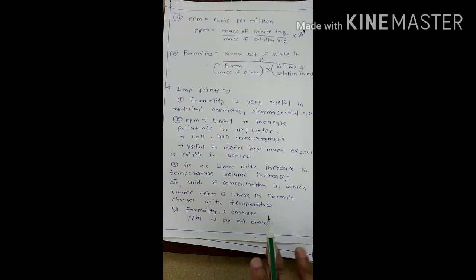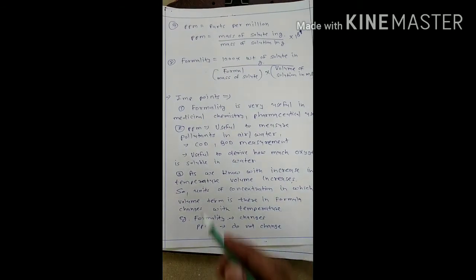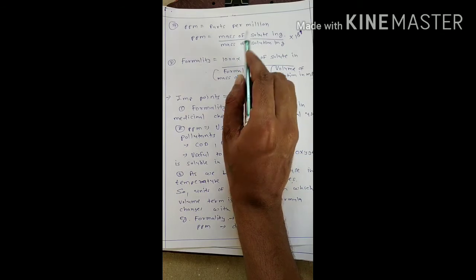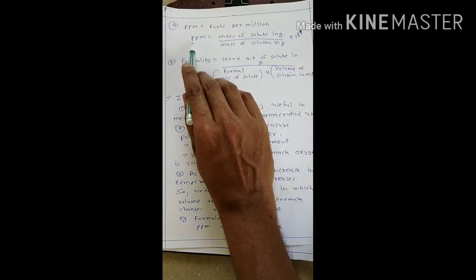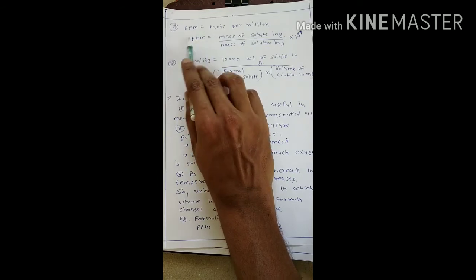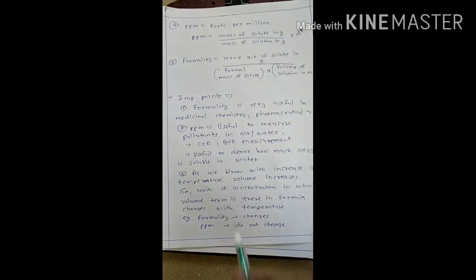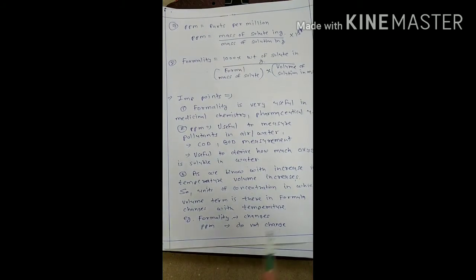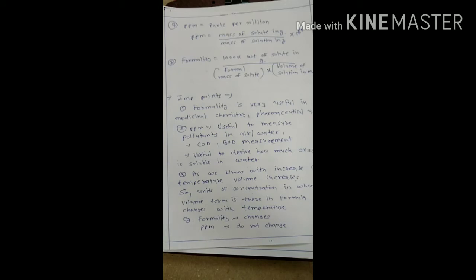But with a change in temperature, mass remains unchanged. Mass remains as such. So if I am measuring the concentration in ppm and I am changing the temperature, the ppm unit will remain as such. So ppm does not change with temperature. Now I am giving you work. There are 8 units of concentration here. Find out which units will change with temperature and which units will not change with temperature. Okay.